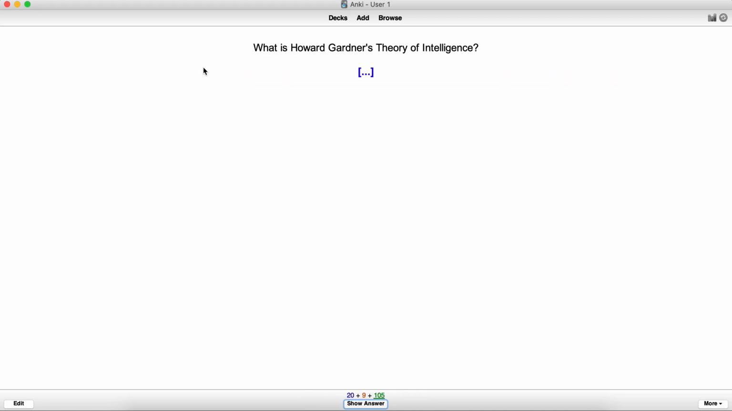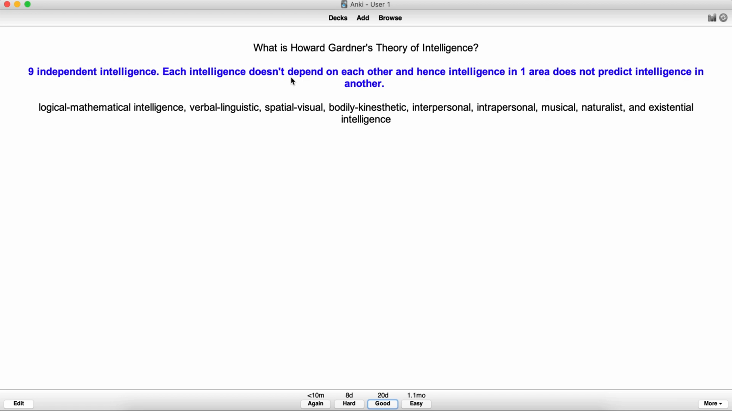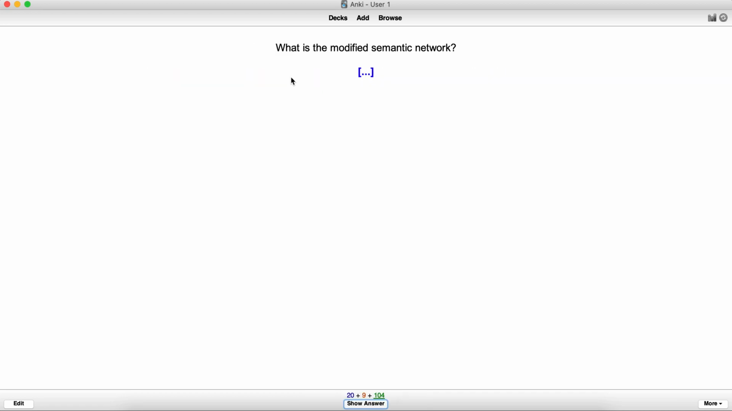Howard Gardner's theory of intelligence, we have 7 intelligences, or was it 9? I think it was 9. 9 forms of intelligence, and one intelligence doesn't dictate your intelligence in another intelligence. Independent. Yep. What is a modified semantic network? It states that a semantic network can vary from individual to individual and is unique based on our experiences.